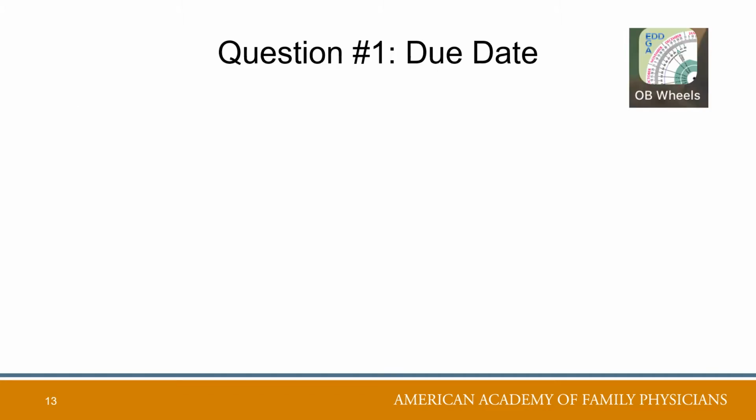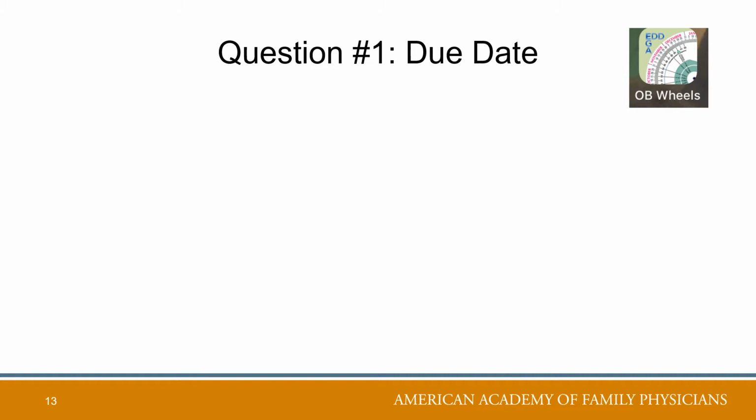Okay, so we're going to start with talking about due dates here. We want to think about the different OB wheels that are available, including the OB Wheels app from Josh Steinberg, which is available for both iPhones and Androids. I want you to think about a case where a woman is going to be due, but you don't know exactly when she's going to be due. Remember that the traditional way of calculating due dates depends upon a regular 28-day cycle with the expectation that a woman likely ovulates in the middle of her cycle.